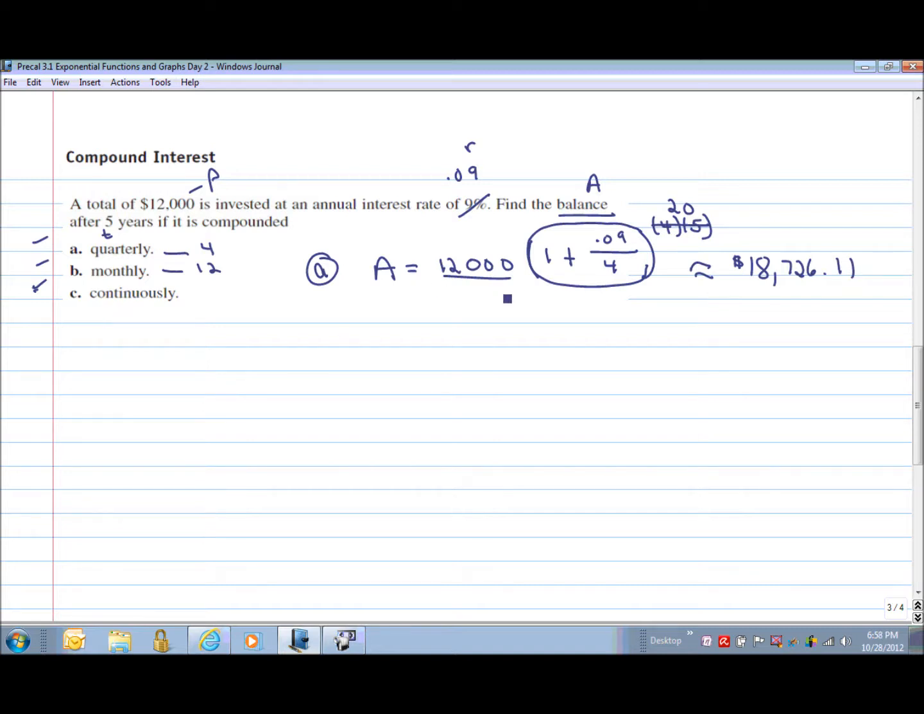All right, let's see what happens when we compare that to monthly. So this is happening 4 times a year. Our interest is happening 4 times a year. Let's see what happens if we happen monthly. Same formula. We'll still have the amount, $12,000. Still have 1 plus 0.09, but this time it'll be compounded monthly. So 12 times a year. And it'll be 12 times 5. And 12 times 5, I believe, is going to be 60.